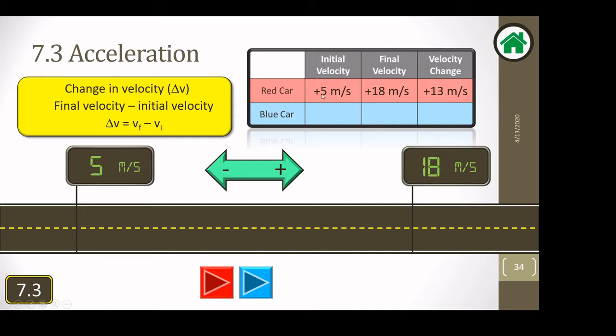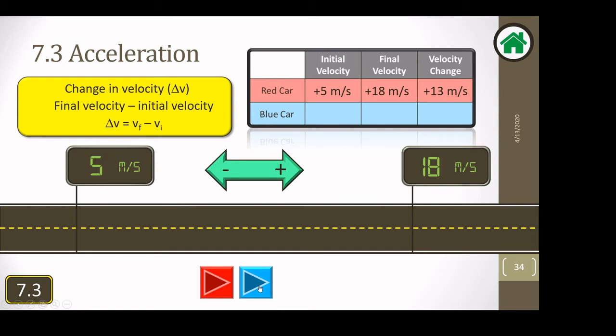So its initial velocity was positive 5 meters per second. We're defining moving to the right as positive. And its final velocity was positive 18 meters per second. So its velocity change is positive 18 minus positive 5, or positive 13 meters per second. I include the positive sign to indicate that the velocity is increasing in the positive direction.